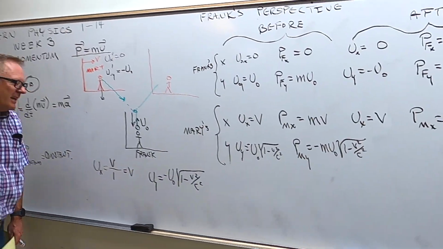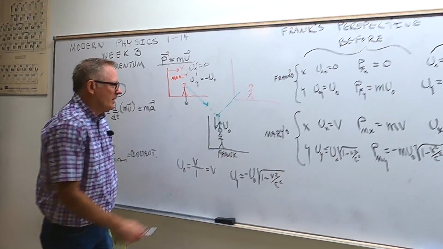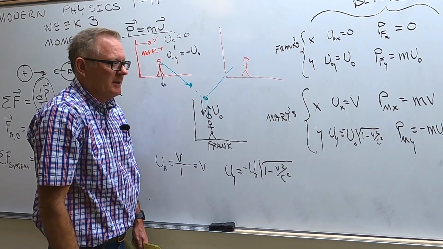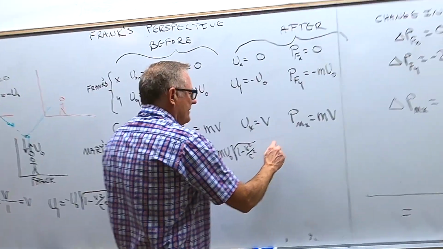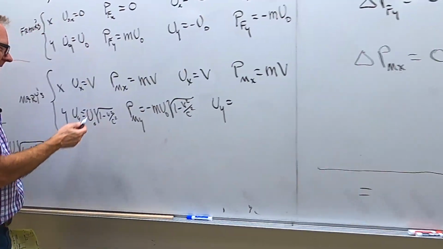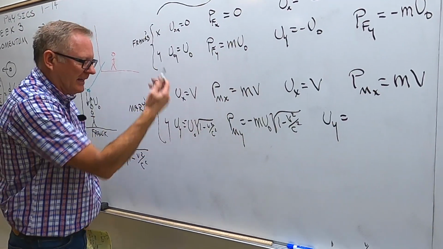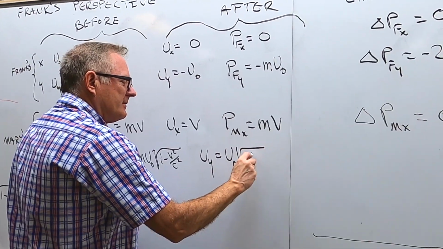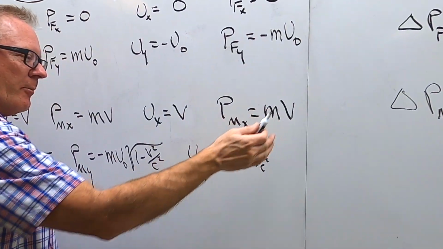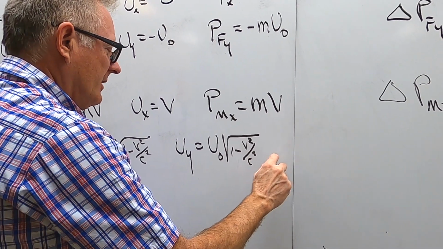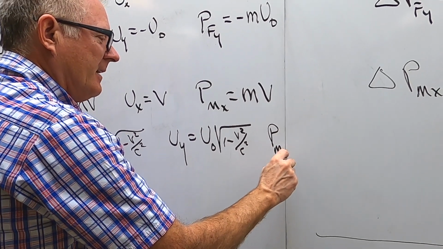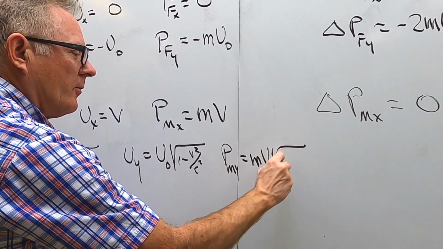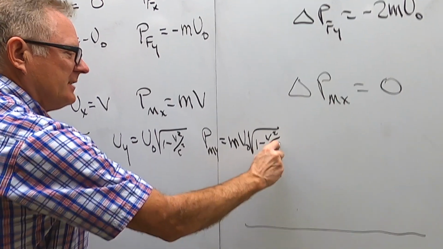Now, what does she say? What is the speed afterwards? Well, the speed down is the same as the speed up. It's just plus right there. So uy is the same as it was coming down, but now it's going up, so it's plus u naught times the square root of 1 minus v squared over c squared, and the momentum you multiply by m, so you get p in the y is equal to m u naught square root of 1 minus v squared over c squared.